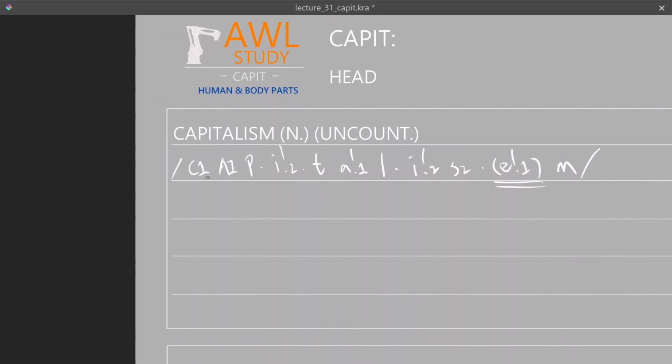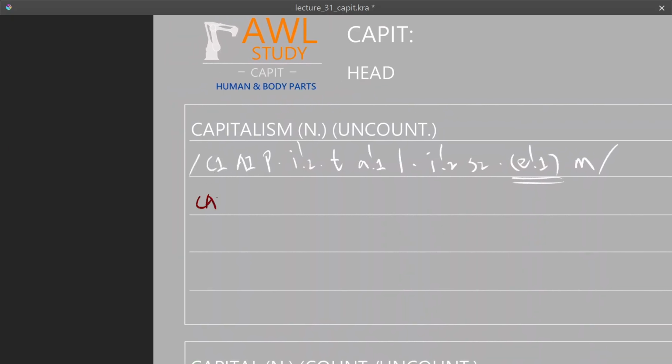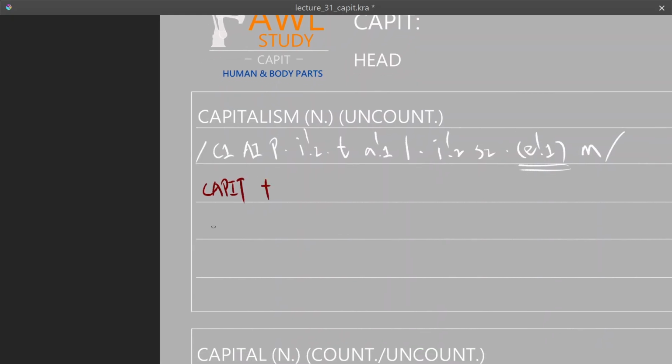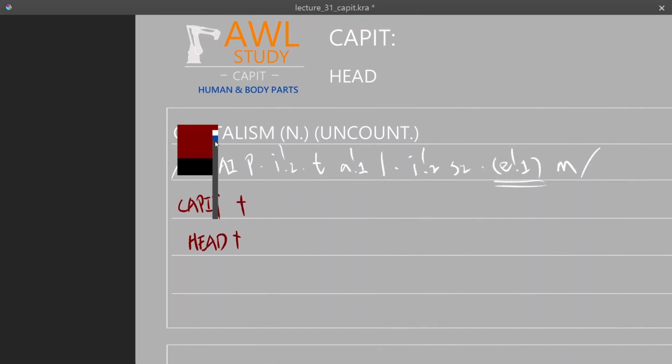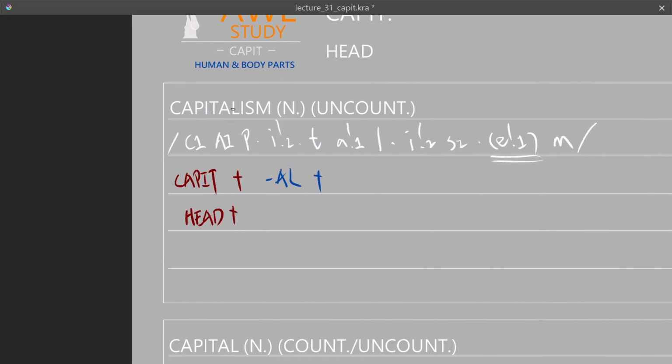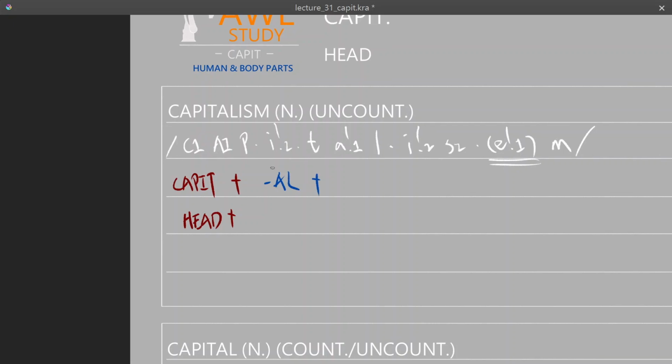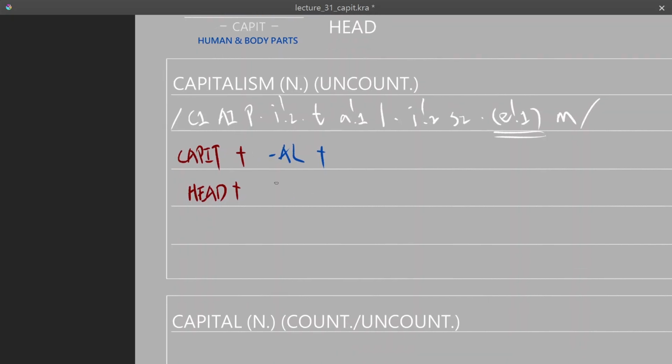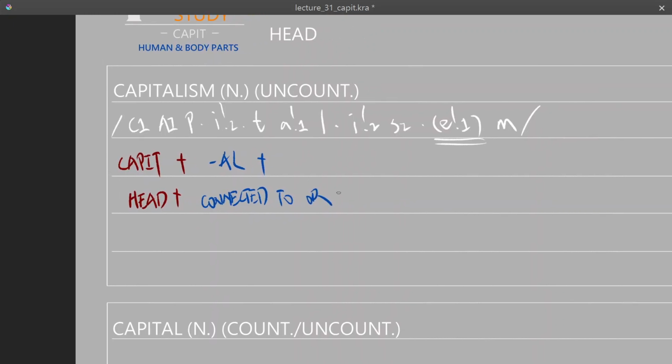Alright, so we have the root CAPIT, meaning head. And we have AL. In this case, as a noun suffix, it means connected to or associated with somebody or something. And as an adjective, it means relating to something. So in this case, I prefer to use the noun suffix. As a noun suffix, it means connected to or associated with something.